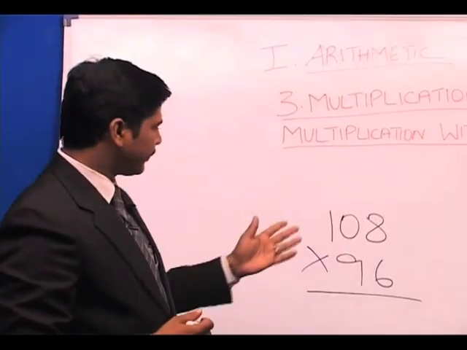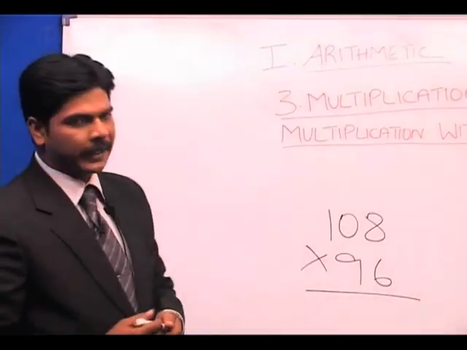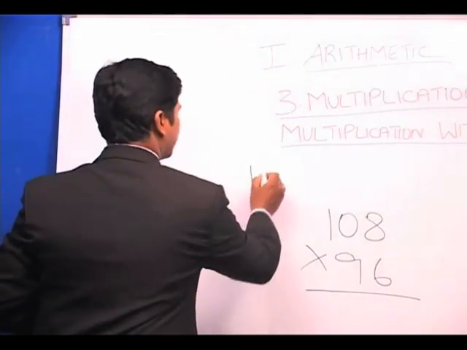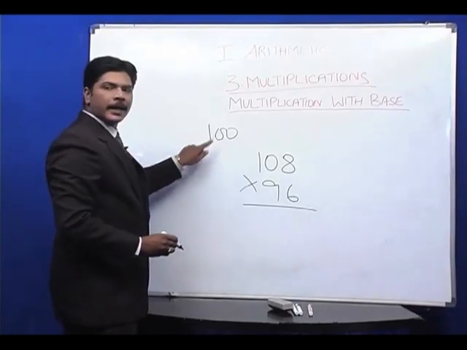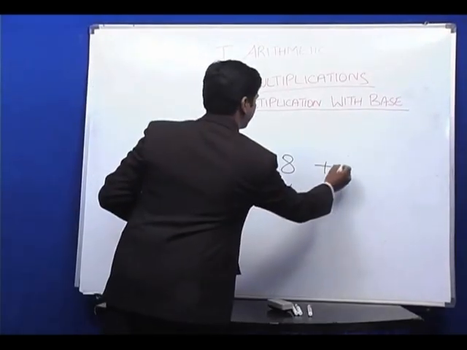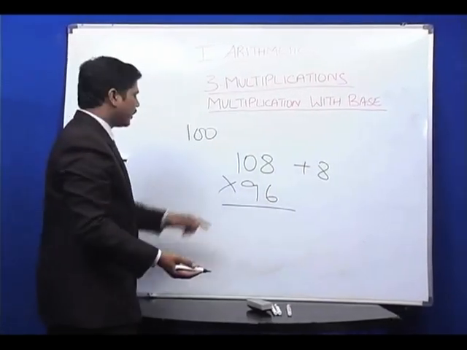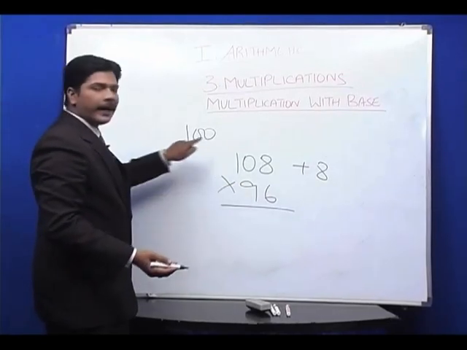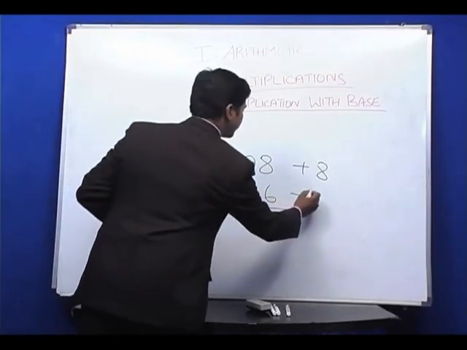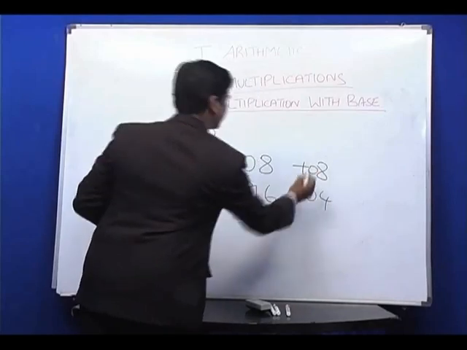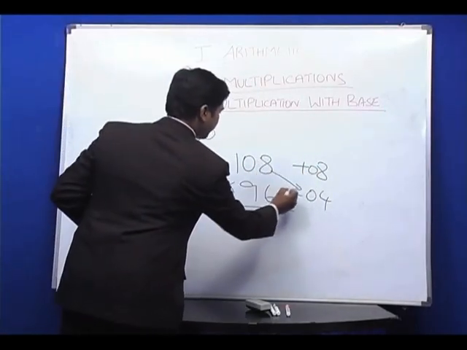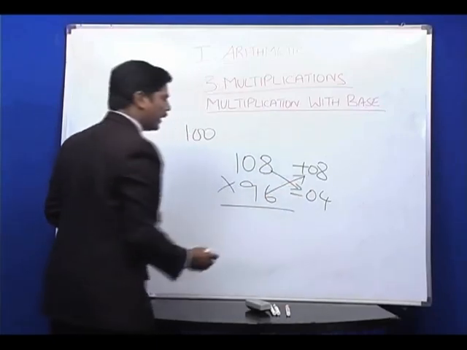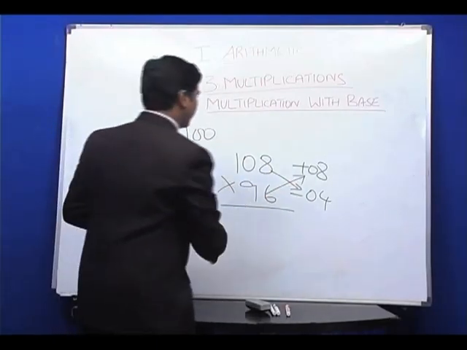Now let's take one more example. How much is 108 times 96? Here the working base is 100. Now first 108 minus 100, you get plus 8. Now 96 minus 100, you get minus 04. I can take plus 08 also. Now if you are doing this, you have to subtract. If you are doing this, you have to add. Either way, you will be getting the same answer.